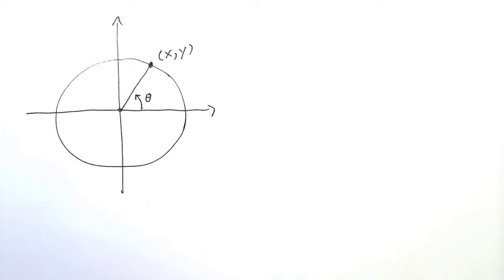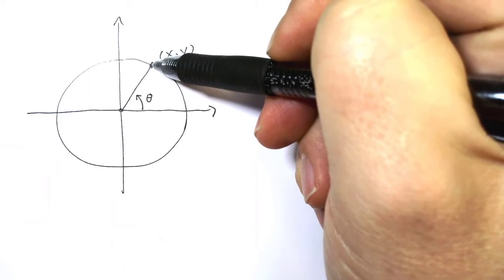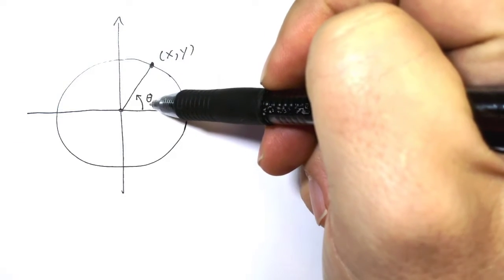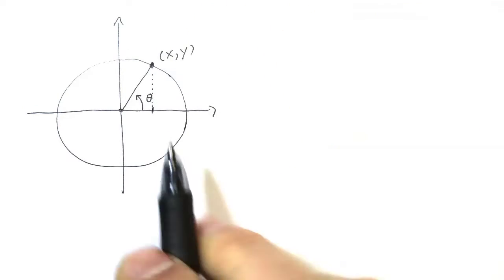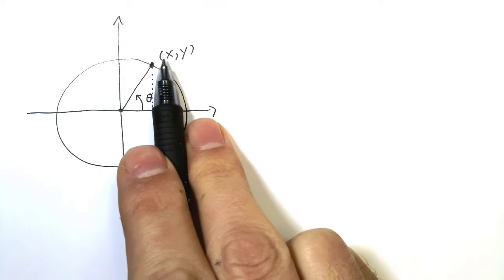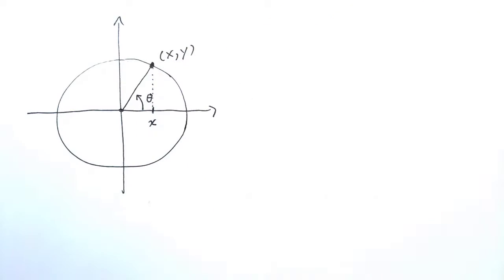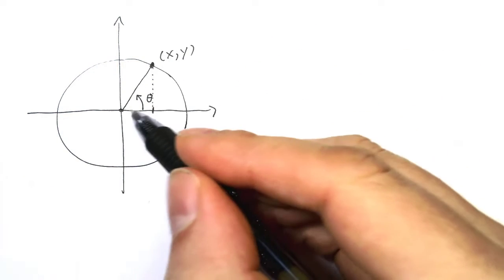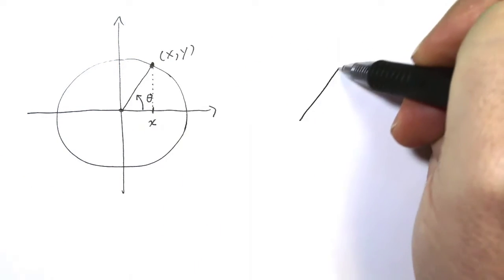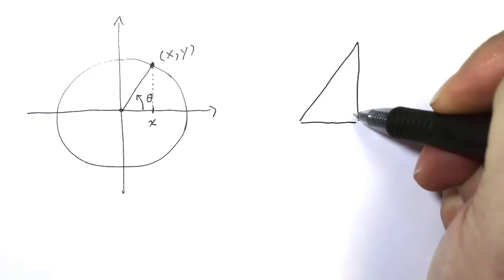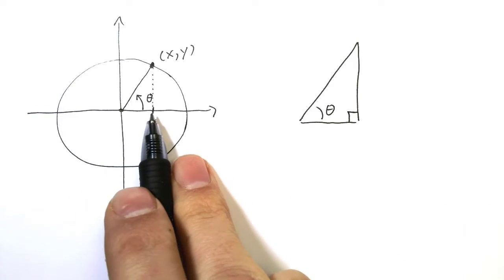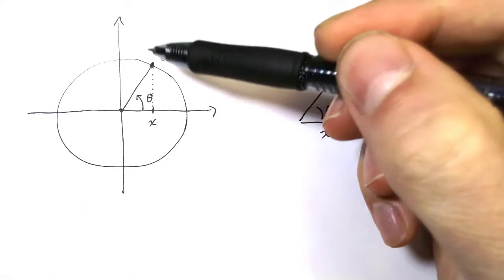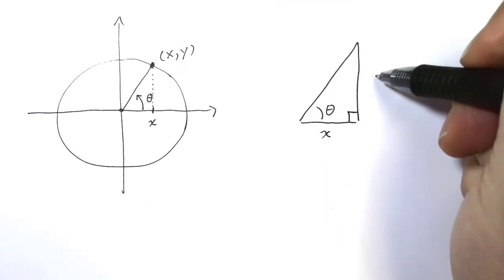Now what I'm going to do is drop a line vertically from this point down to the x-axis. When I do that, I hit some value here on the x-axis. What is that value? Well, that is the x-coordinate of this point, so that is the value x. Now I have a right triangle. If I redraw it over here, a little bit bigger, you see we have the right angle here, we have the angle theta here. This distance over here is x. This distance here is y.